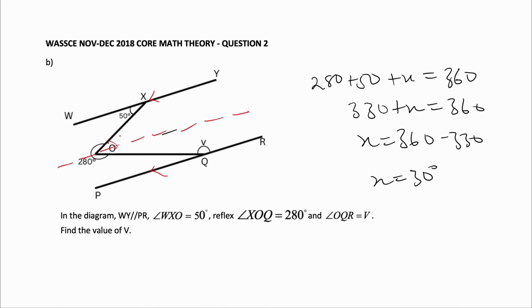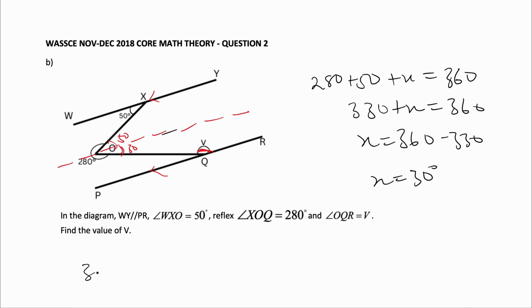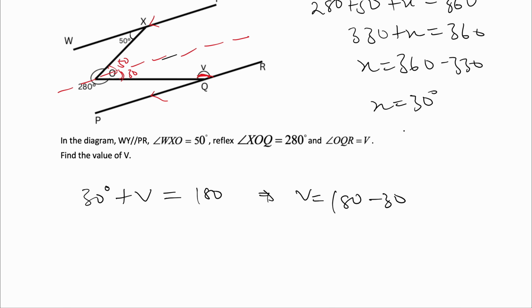So we know our angle here is 50 and here is 30. Now this angle and angle V are co-interior angles, and we know that co-interior angles add up to 180. So we can say that 30 degrees plus V should be equal to 180. When we make V the subject, our V will be equal to 180 minus 30. And 180 minus 30 is 150. So our V will be equal to 150 degrees.